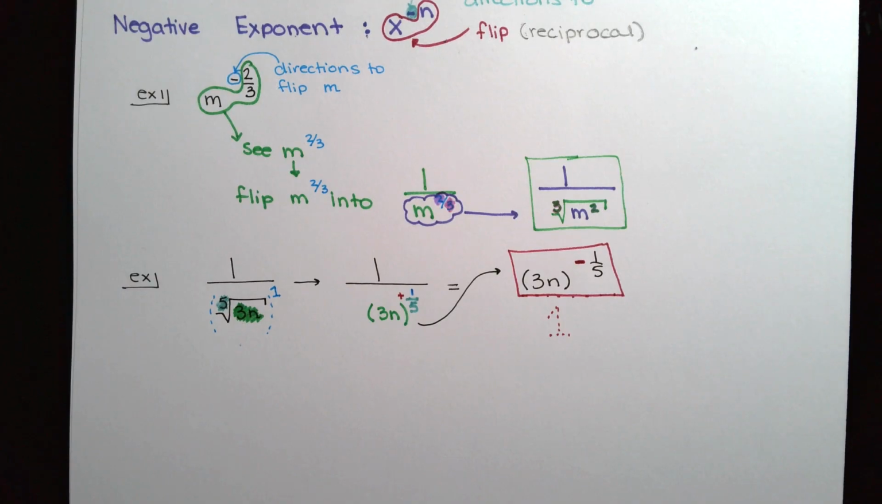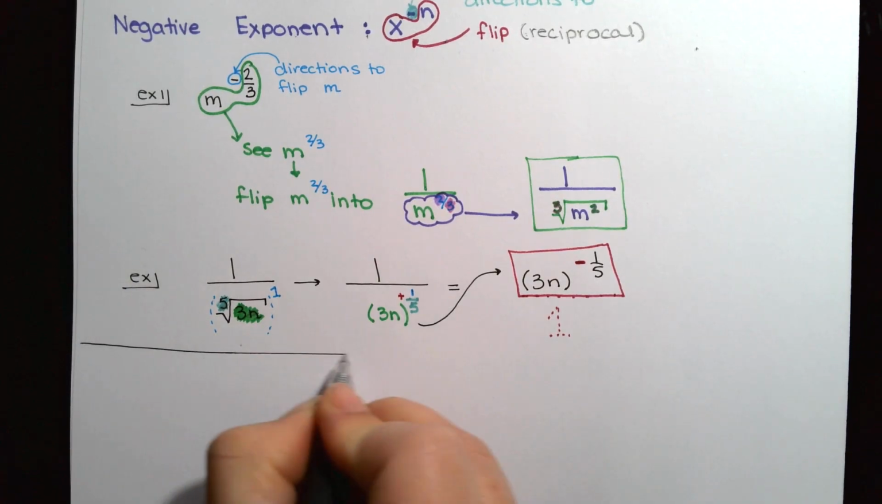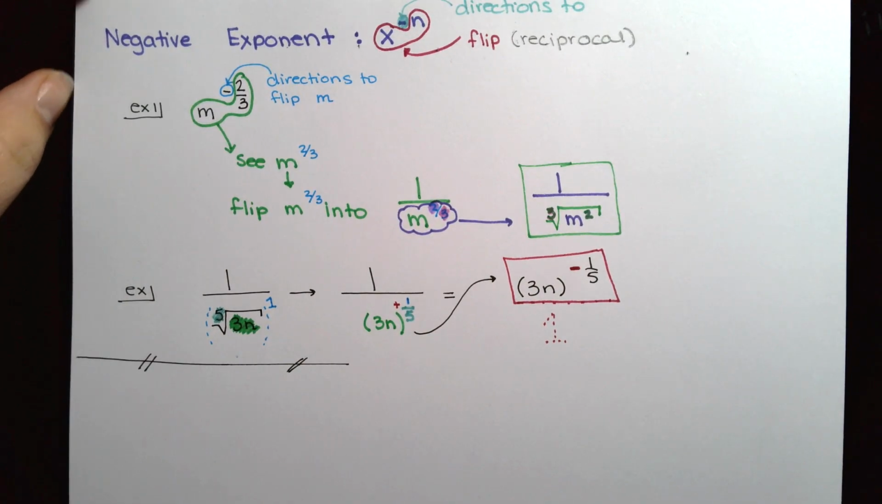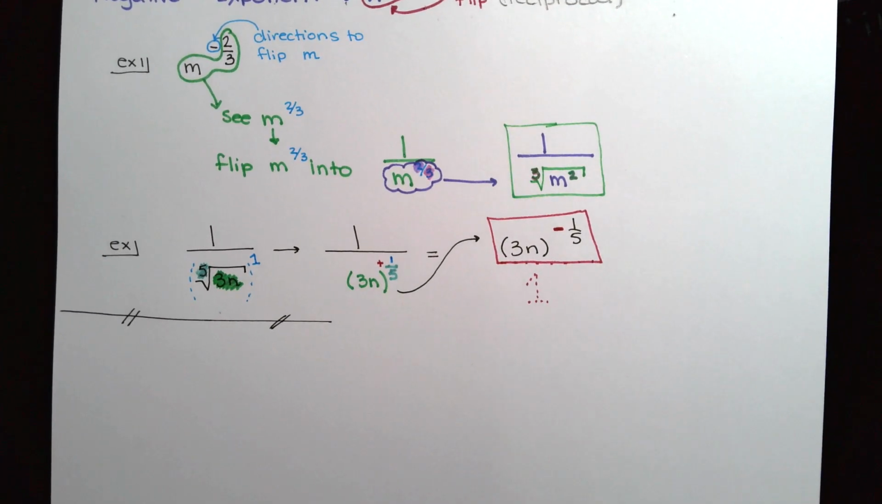Okay, now let's talk about our next section, which is simplifying. I'm going to go ahead and separate this. So everything we've done so far is called converting from rational into radicals and radicals into rational expressions. Simplify.